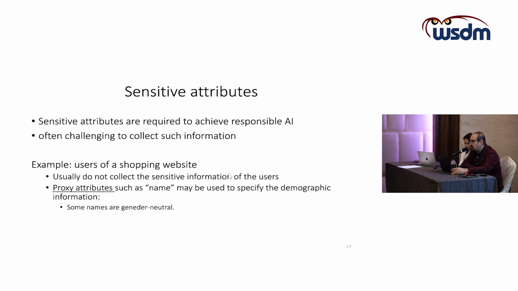One resolution is that you could use proxy attributes. What is a proxy attribute? A proxy attribute is an attribute that has a high correlation with the demographic information and therefore can reveal for us the demographic information. For example, from the name, you can guess the gender. So you can guess if it's a male or female. But that is problematic. What is the problem? The problem is that for different demographic groups, you may or may not accurately guess the groups. For example, some names are gender neutral. So for those, you cannot guess the gender very well, and that can lead to some group unfairness.